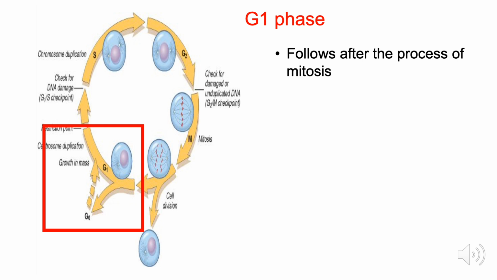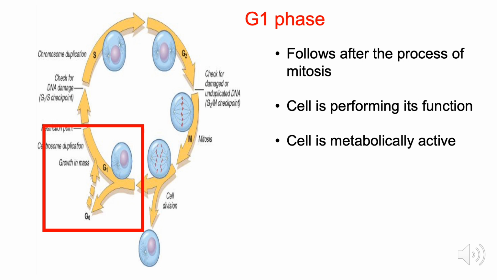So expect that in this stage, the cell will perform its function. The cell should be metabolically active. And since it is a new cell, it's supposed to be growing in size. And I want you to appreciate in the picture that what will follow G1 is S. S stands for synthetic phase. Why do we call this stage the synthetic phase?